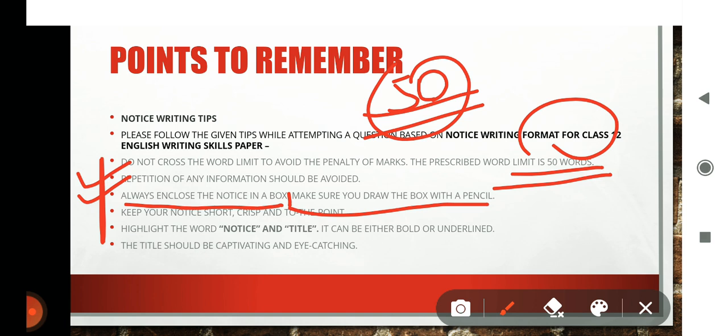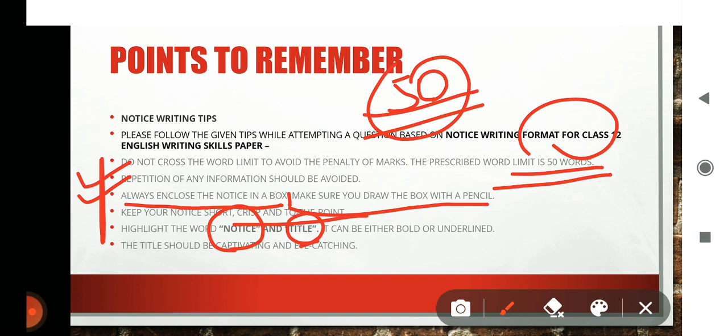Then keep your notice short, crisp and to the point. As I told you, no entertainment is required while you are writing the notice, because it is very simple and it should be very formal for the targeted audience. Then highlight the word notice and the title. Whatever the title is, it should be highlighted in block letters, and notice also should be written in block letters, because people who are watching that notice should know that you have drafted a notice, and the purpose, the subject of the notice, should be very clear to your audience in order to make them aware of the issue or the event.